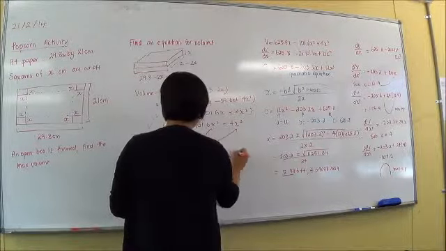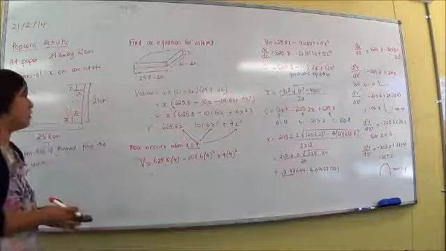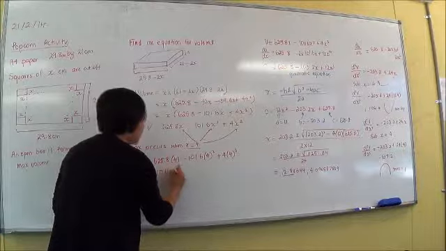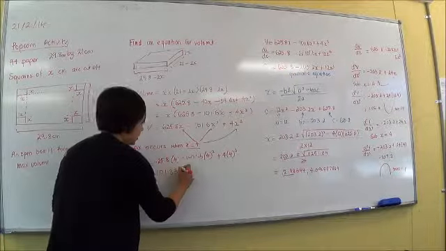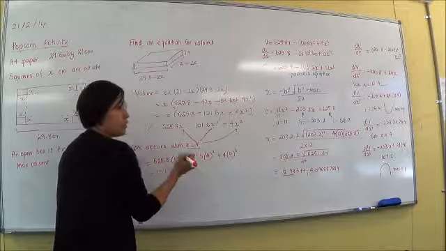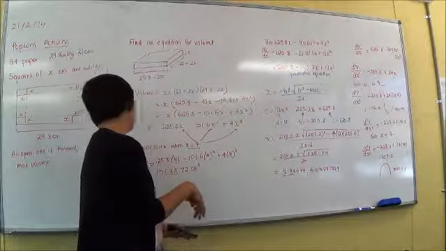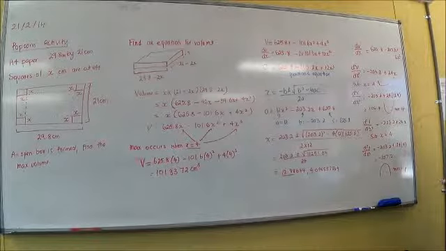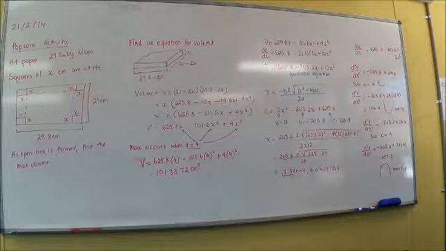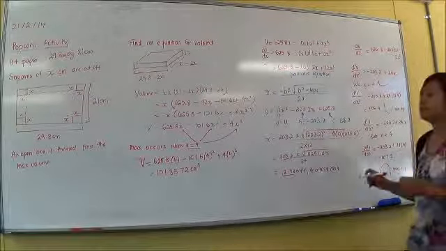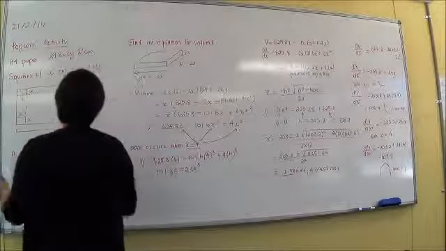What was your final answer? 1,133.72. 1,133.72 centimeters cubed. That was using the 4.046. It doesn't matter, something similar to this then. Okay, so that's how you do maximum and minimum problems with practical application.